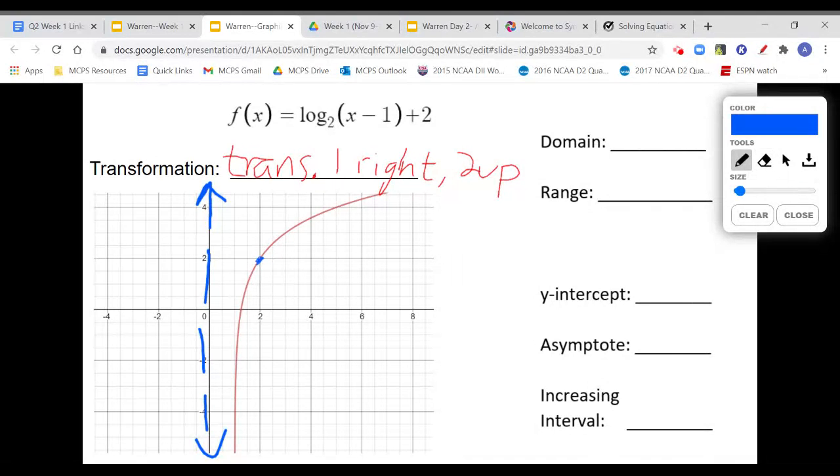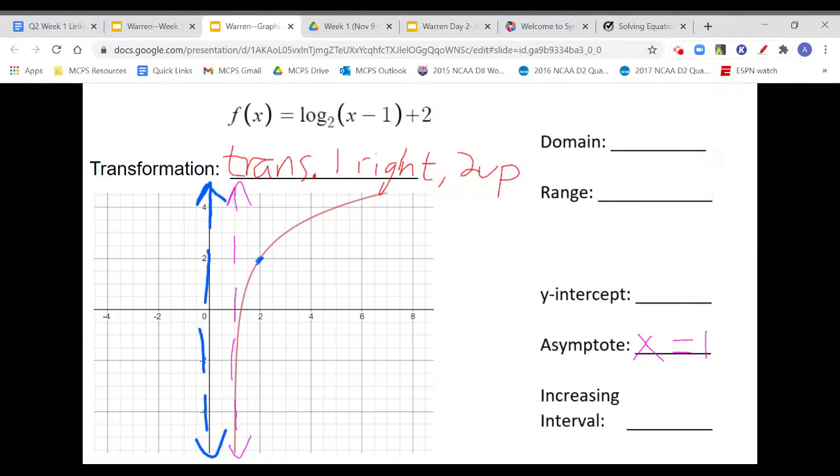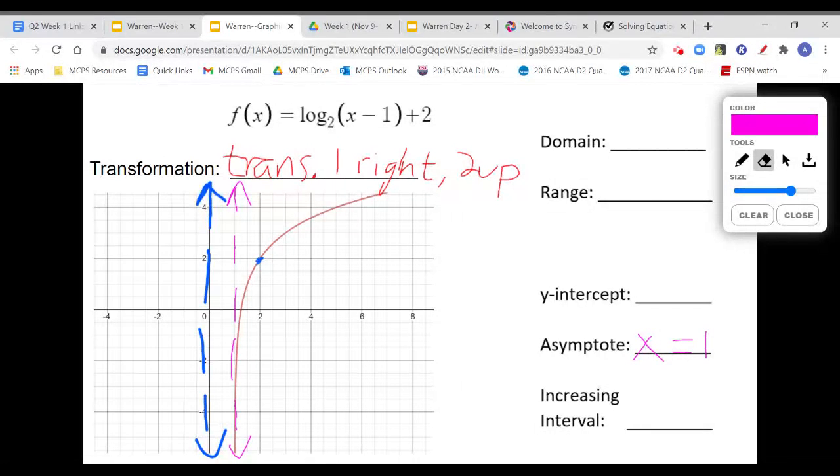So my actual asymptote, which I'm going to draw in this other color, is going to be 1 unit further to the right. It's going to happen here at x equals 1. Okay. And once I have that, I'm just going to go ahead and erase the other ones so that you don't get confused.